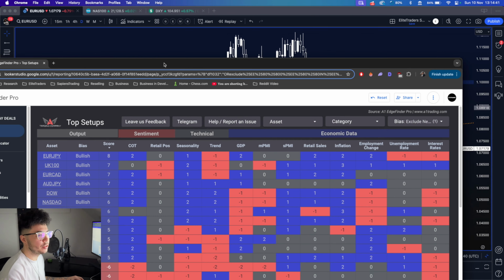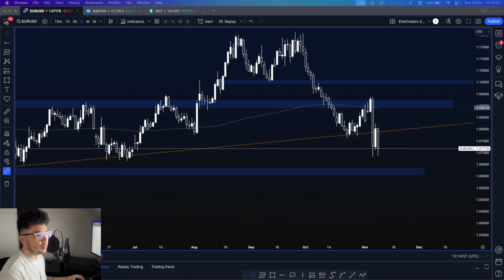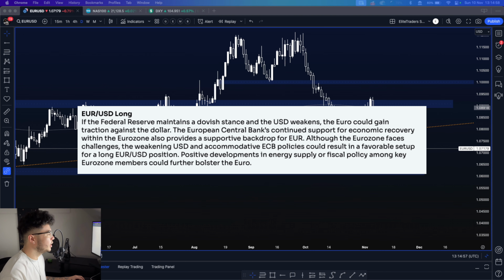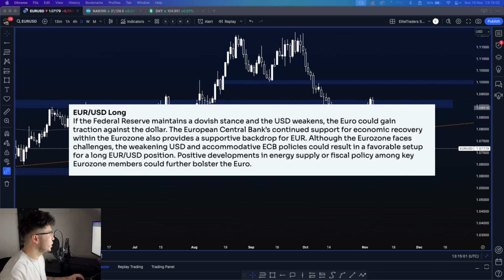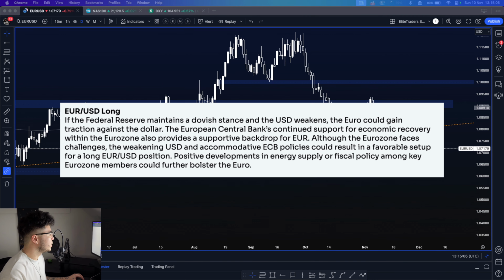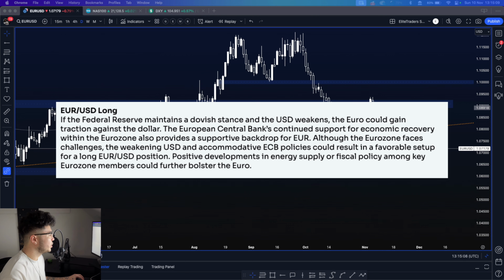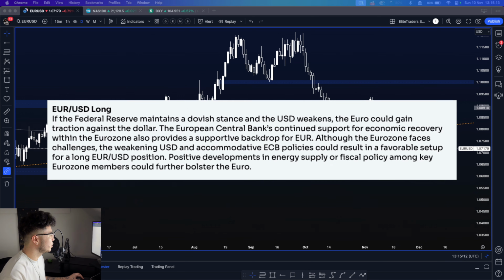If we go ahead and have a look at the edge finder here, euro dollar was on a bearish read and it's now flipped onto bullish. So it's got a score of 5. So that's one confluence to potentially start looking to go long on euro dollar. Now, if we back this up with some reasoning, if the Federal Reserve maintains a dovish stance and the USD weakens, the euro could gain traction against the dollar. The European Central Bank's continued support for economic recovery within the Eurozone also provides a supportive backdrop for the euro.